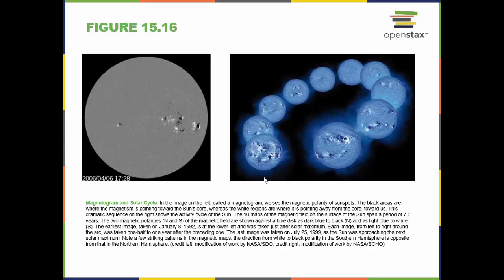So note that there are a few striking patterns in the magnetic maps. The direction of the white to black polarity in the southern hemisphere is opposite to that of the northern hemisphere.